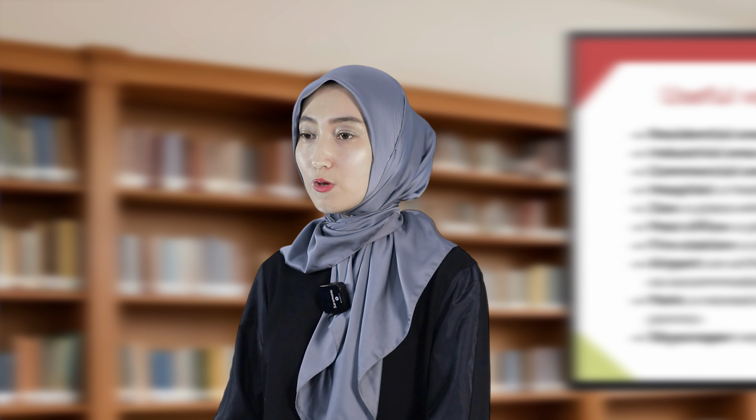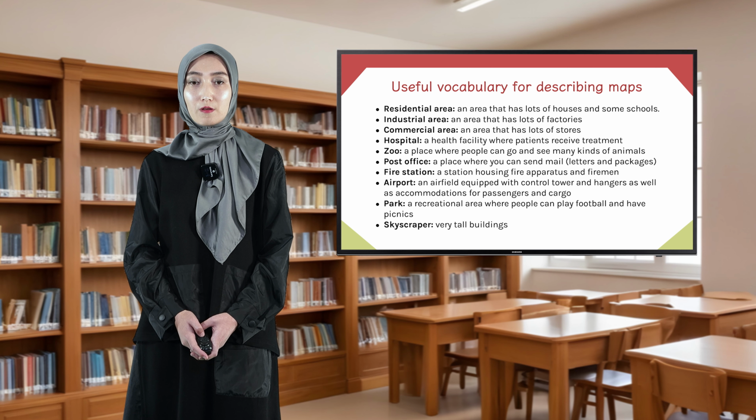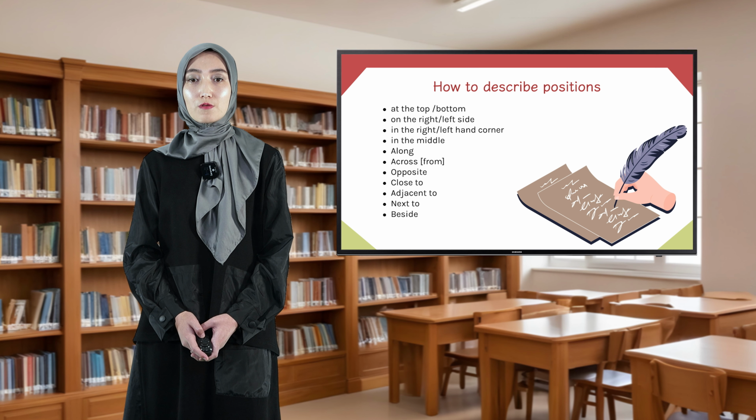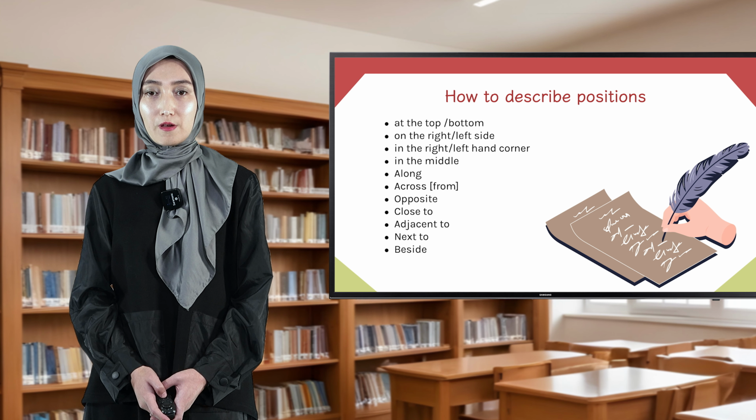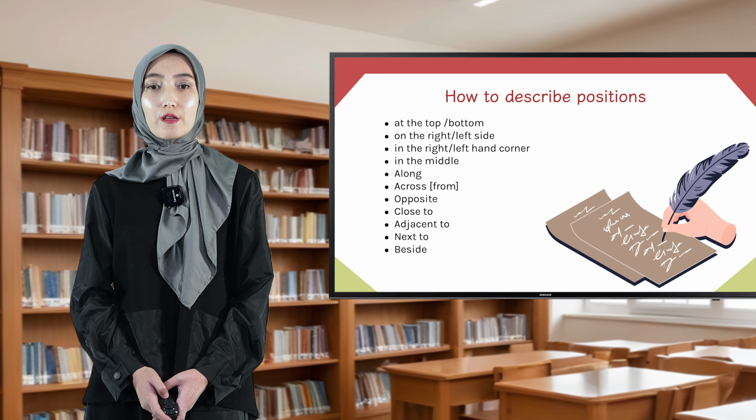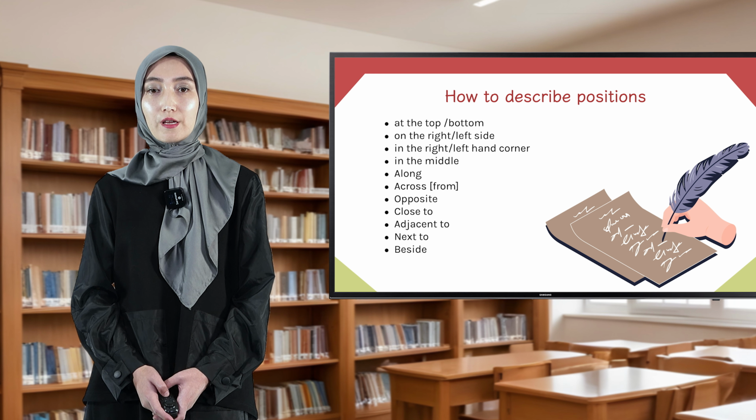And here you can again see some prepositions in order to describe positions. For example, you can use prepositions like at the top of your map or bottom of your map, or on the right side of something or left side of something, or in the right or left hand corner, or in the middle of your map, or in the middle of the city, and so on, and along and across and opposite.